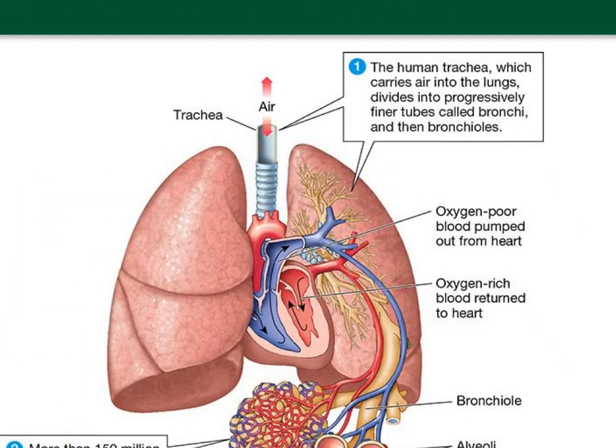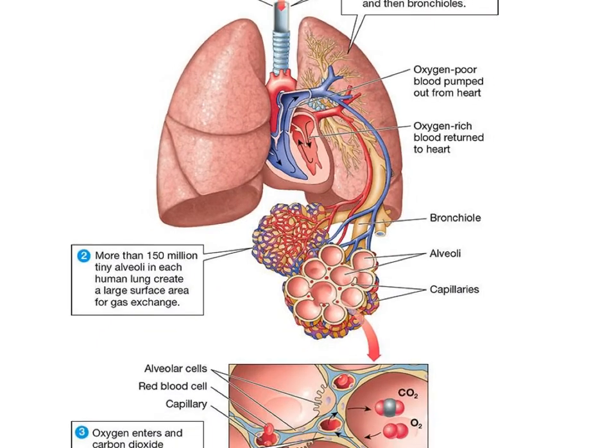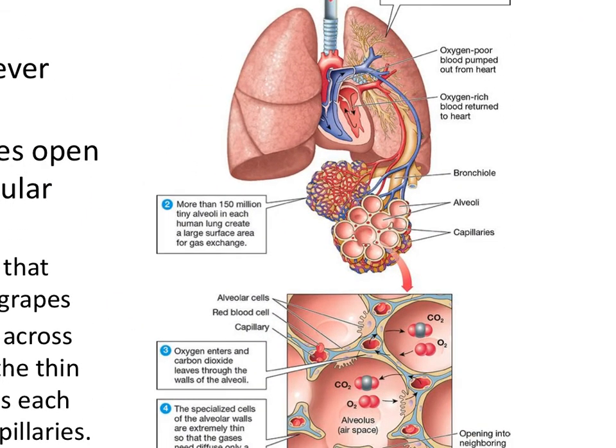So air is coming in from the upper system. The human trachea, which carries air into the lungs, divides into progressively finer and finer tubes called the bronchioles. The oxygen-poor blood is pumped out from the heart to the lungs. The oxygen-rich blood is pumped from the lungs to the heart. More than 150 million tiny alveoli in each human lung create a large surface area for gas exchange.